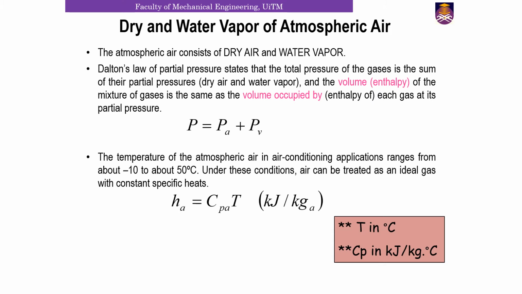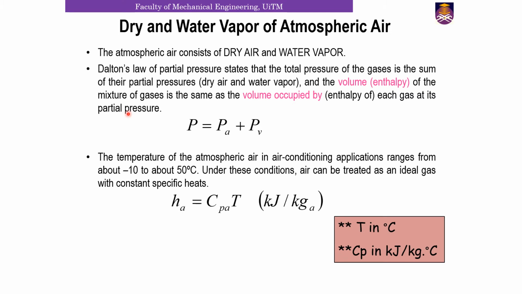Now for dry air and water vapor of atmospheric air, the atmospheric air consists of two constituents. One is dry air, the other is water vapor. Now we will go to Dalton's law. Dalton's law of partial pressure states that the total pressure of the gases is the sum of the partial pressures. So the partial pressures in atmospheric air constitute the pressure of dry air and the pressure of water vapor, right? So that is based on Dalton's law. The total pressure constitutes the pressure of dry air plus the pressure of water vapor. So that is the total pressure.